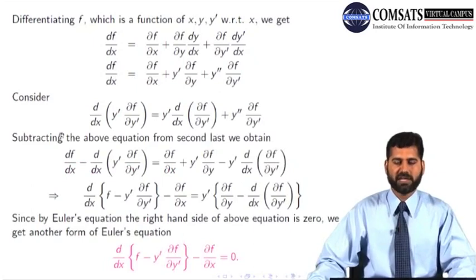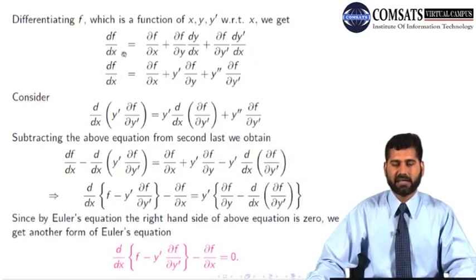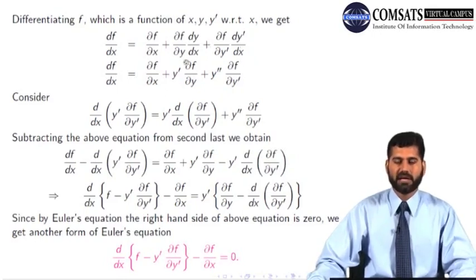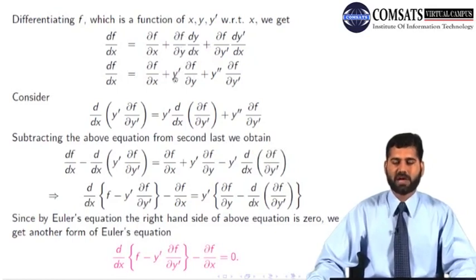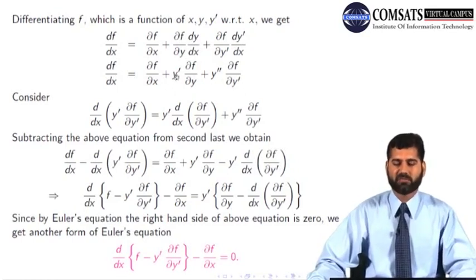So if I differentiate f with respect to x, f is a function of x, y, and y prime. So if I take df by dx, I need the chain rule. Partial f by partial x plus partial f by partial y times dy by dx. Similarly, partial f by partial y prime and dy prime by dx. All right. So here I can write dy by dx as y prime and dy prime by dx as y double prime. So in simple notation, I wrote y prime and y double prime for d by dx, and the remaining terms are as they are.